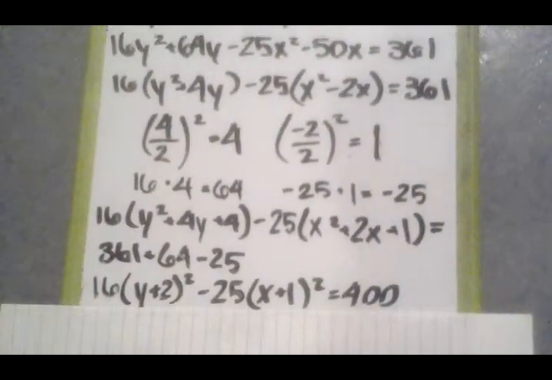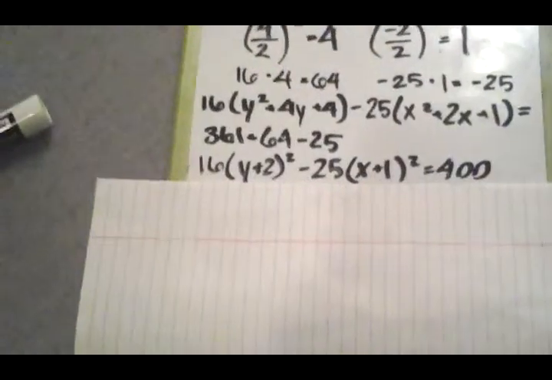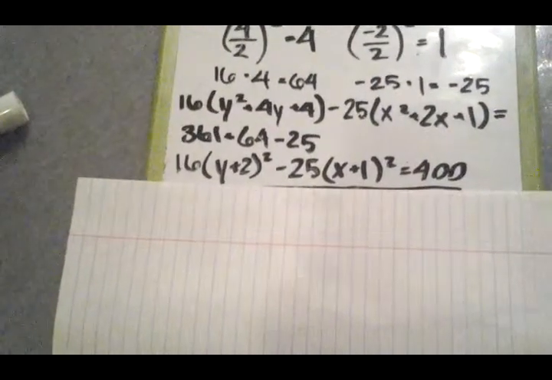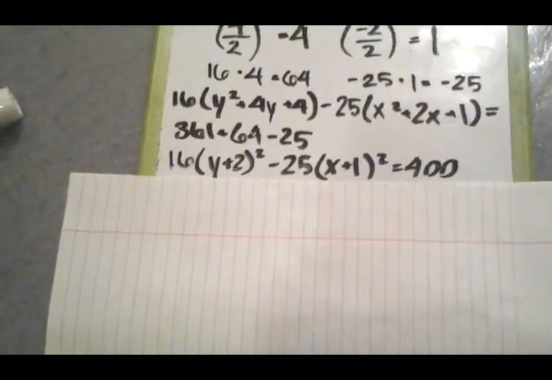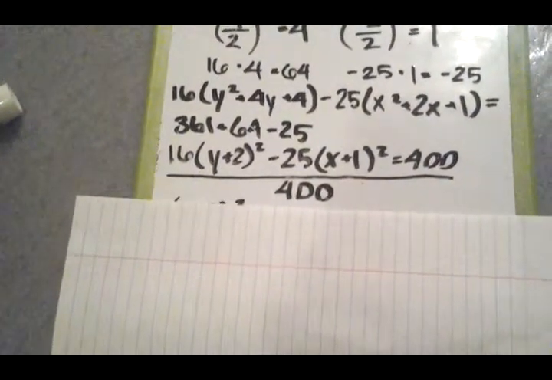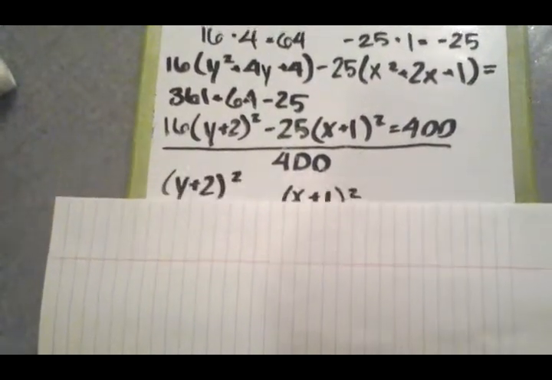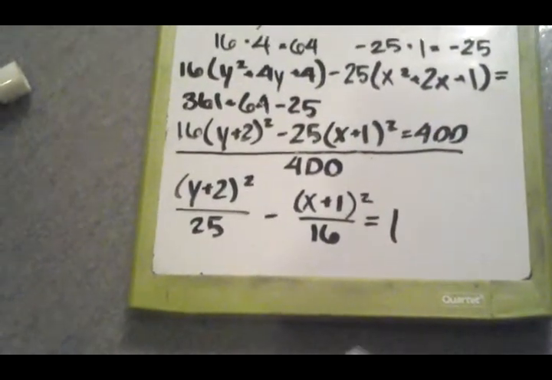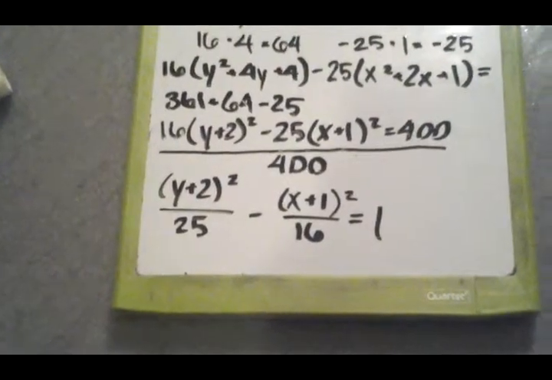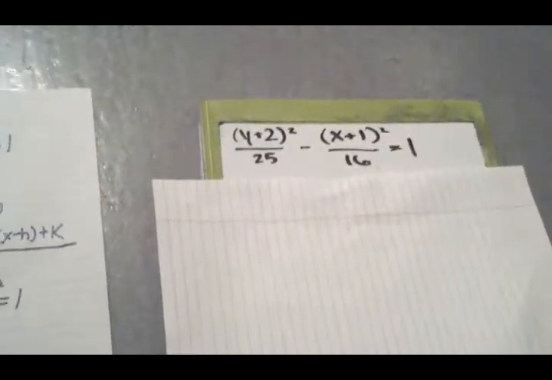Now you can factor the y and the x and then add up the other side of the equation. You get 16 times quantity (y plus 2) squared minus 25 times quantity (x plus 1) squared equals 400. Now you divide the entire equation by 400, and you get (y plus 2) squared over 25 minus (x plus 1) squared over 16 equals 1. So now we have the equation in the form we wanted, and we can refer back to this.